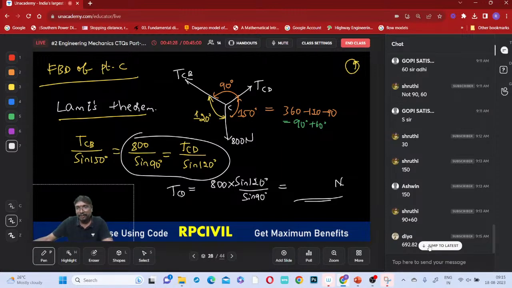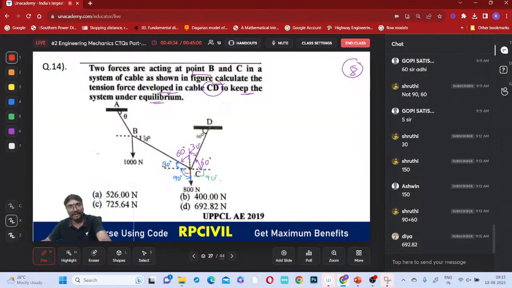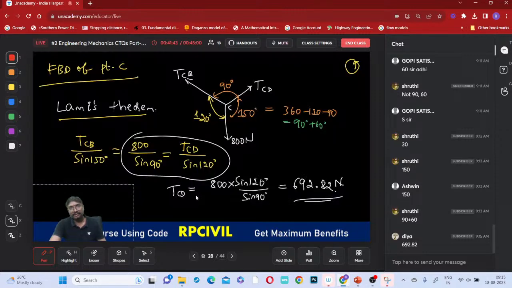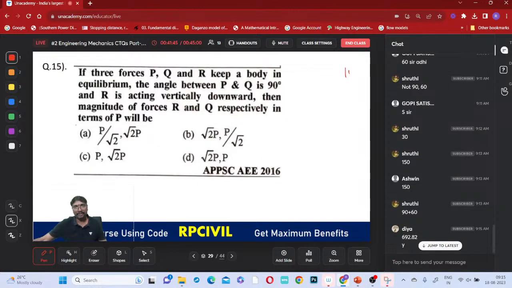692.82 newtons, right? Is there any option with that? 692.82, right? Option D will be the correct answer. Clear, everyone? Shall we move to the next question? The 15th question, select the answer.